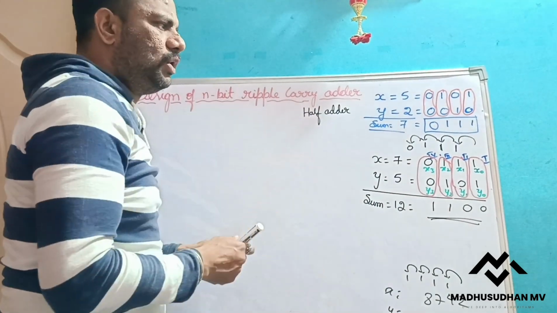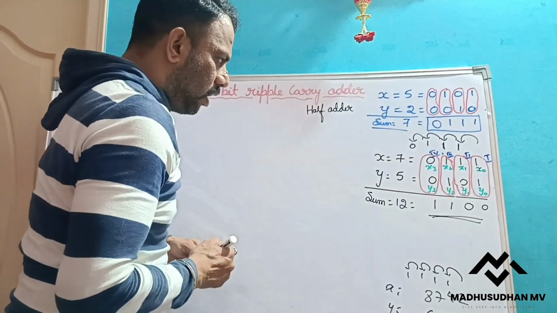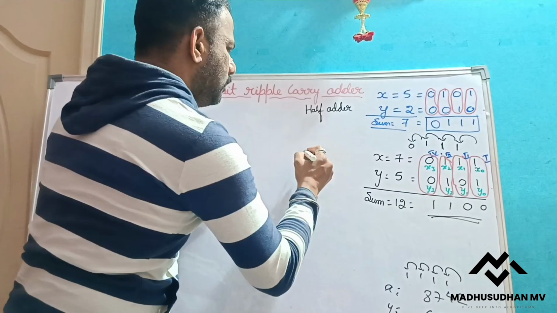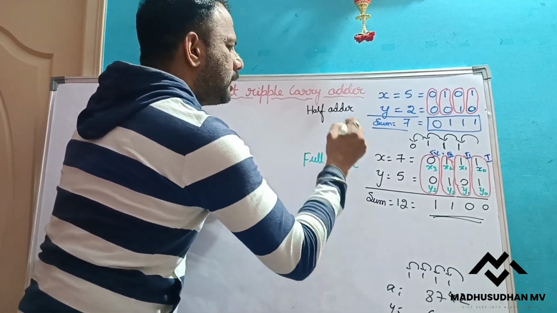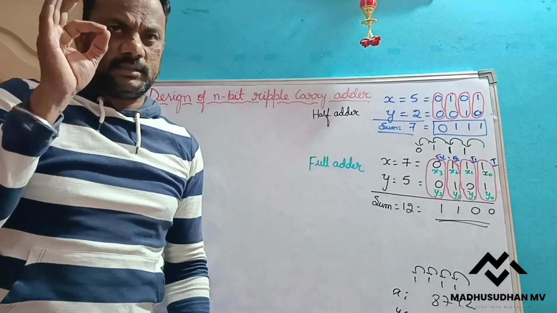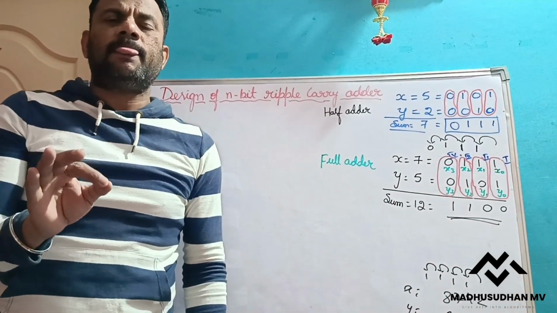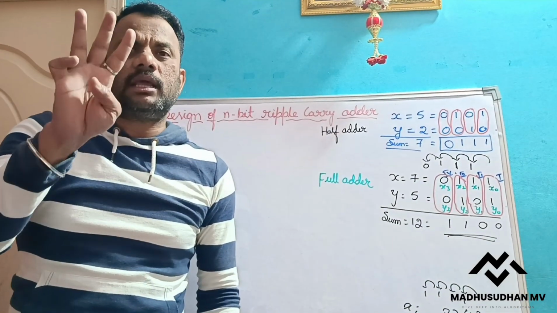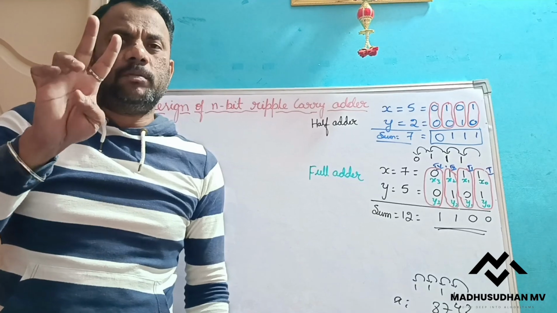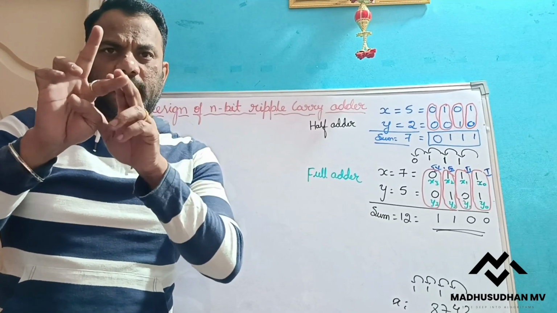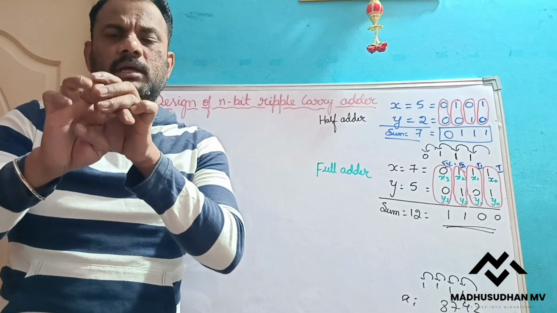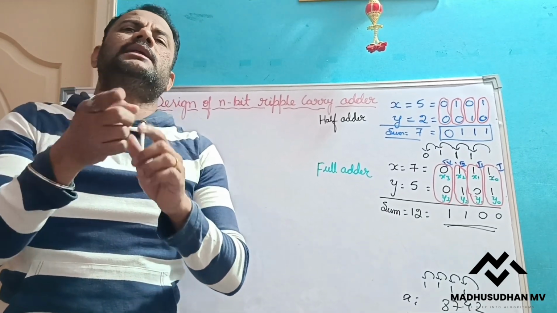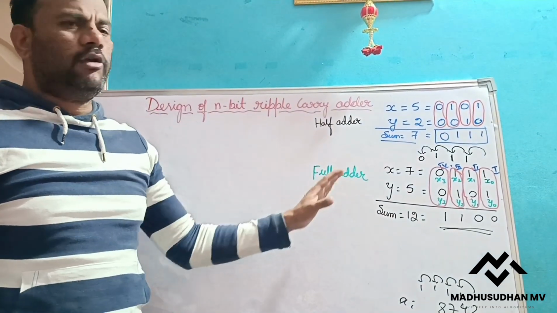So we need to use a circuit called a full adder. A full adder is an adder circuit again, and it will add 3 bits at a time. Two bits are, one bit from the x number, the first number, and another bit from the other number. The third bit is the carry generated in the previous stage. So that is the full adder.